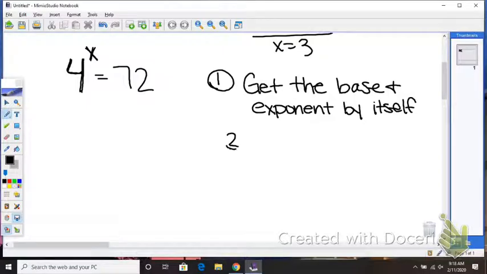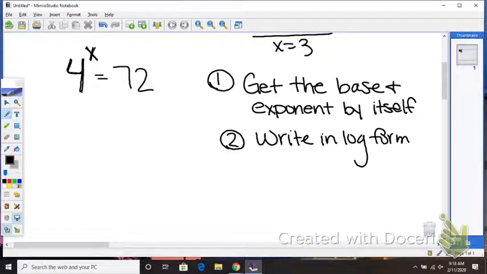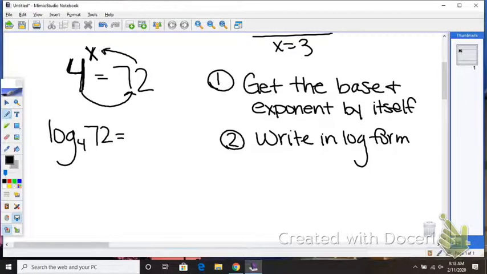Step 2 is write in log form. Earlier this week or last week, whenever we started this, one of our lessons, I wanted you to feel very confident writing from exponential to log form when you left the class. That's because today we're going to take and use that skill. So if I'm going to write this in log form, it's log base 4, because remember 4 is the base of the exponent and the base of the log. Log base 4 of 72 equals my exponent, x.